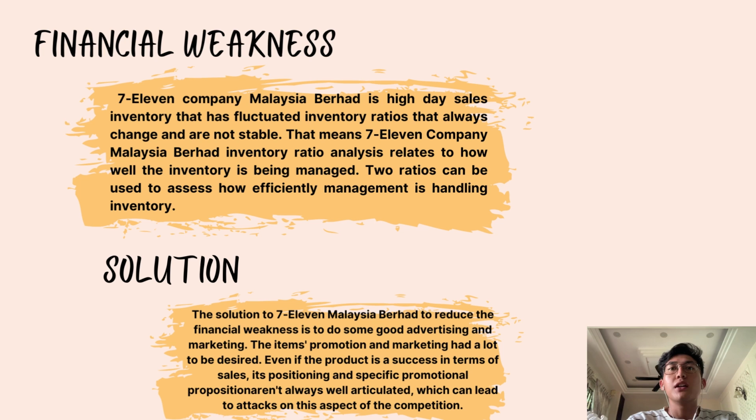The next part is the solution for 7-Eleven Malaysia Berhad to reduce the financial weakness, which is to do some good advertising and marketing. The item promotion and marketing had a lot to be desired. Even if the product is a success in terms of sales, its positioning and specific promotional proposition are not always well articulated, which can lead to attacks on the aspect of the competition.